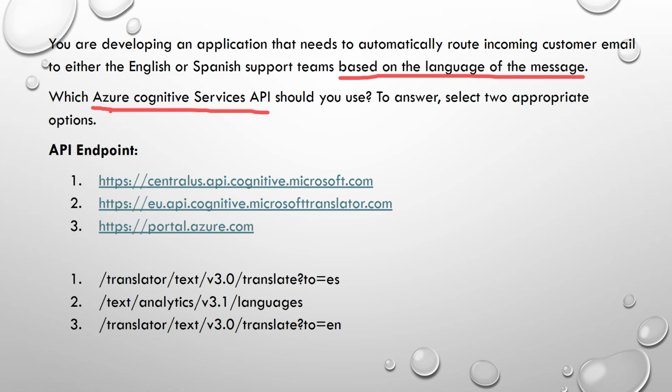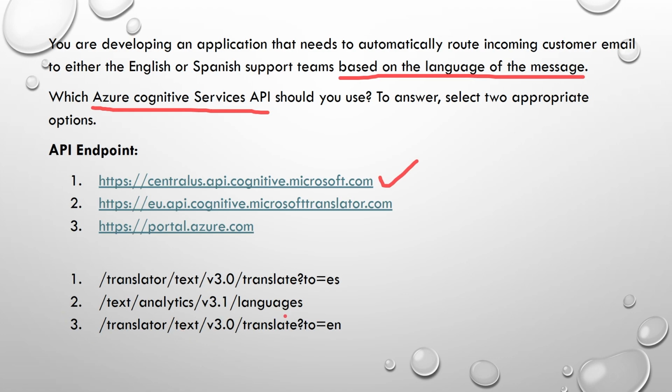And the question also states that we have an Azure Cognitive Service API. We are not having a translator API. We are having a Cognitive Service API. Now the third option is portal.azure.com. Do we need to access the Azure portal? No, we don't need to access the Azure portal. So the correct answer is this one, which is the base endpoint for Azure Cognitive Service.